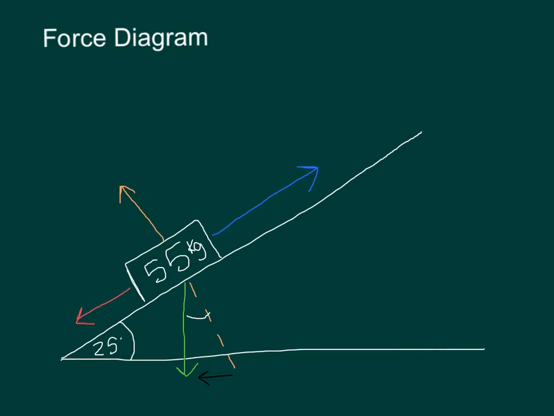If we pretend that this is the skier at 55 kilograms, we have to remember that the normal force keeps going through, which makes an angle right here. Keep in mind that the angle here is equal to the angle of the slope of the incline. So these two are equal. Also remember that this angle right here is a 90-degree angle.